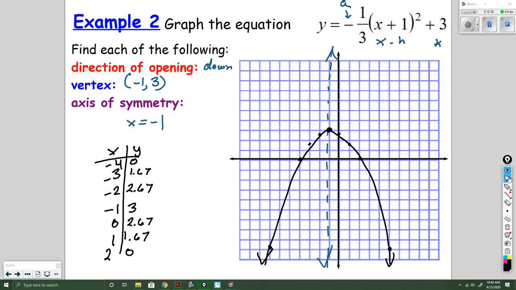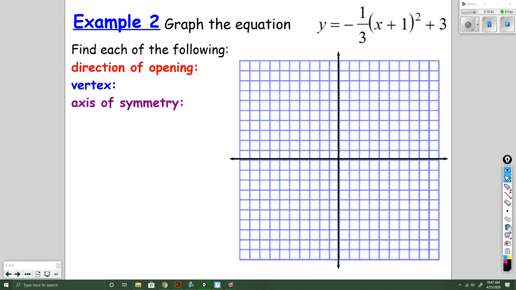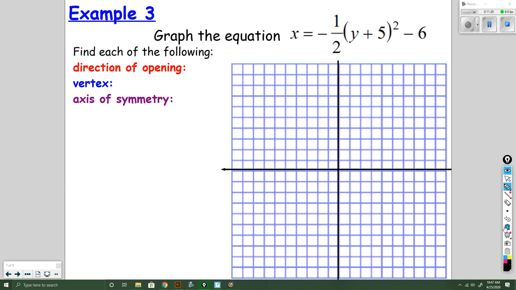All right, let's move on to example 3. In example 3, we're going to graph the equation x equals negative 1/2 times the quantity y plus 5 squared minus 6. So let's find the direction of opening. In this case, since a is negative, this is going to open to the left.